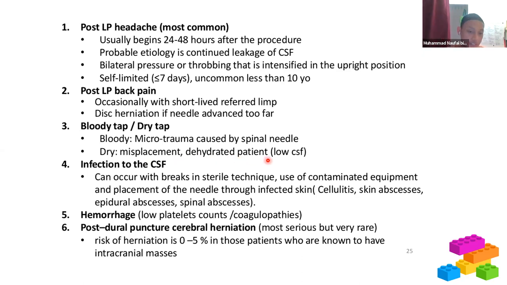And then the next complication is infection. It can occur with breaks in sterile technique, use of contaminated equipment, and placement of the needle through infected skin, like cellulitis, skin abscess, and also epidural abscess and spinal abscess. The next complication is hemorrhage due to low platelet counts or coagulopathies. And lastly, postdural puncture cerebral herniation, which is the most serious but very rare. The risk of herniation is 0 to 5% in those patients who are known to have intracranial masses.